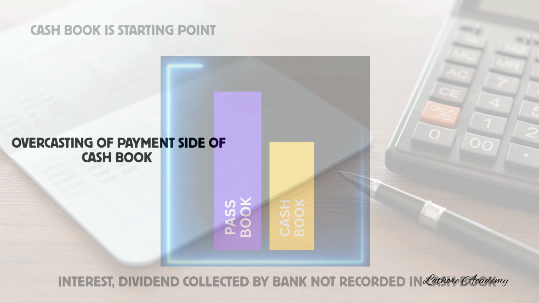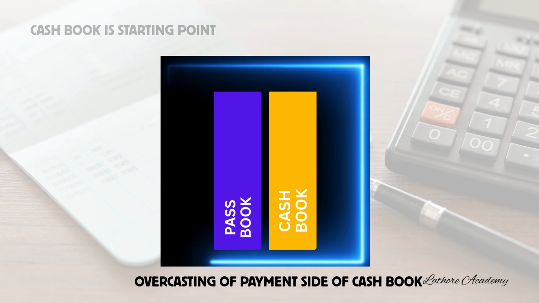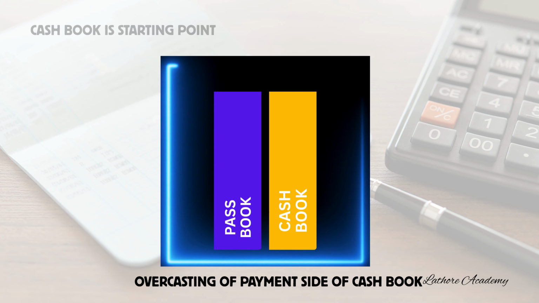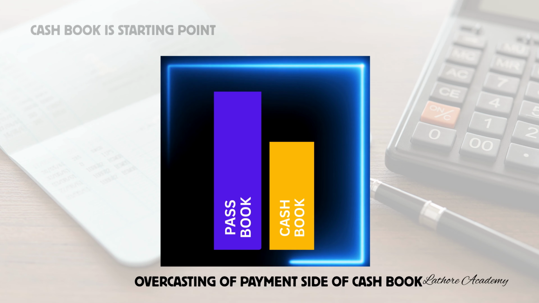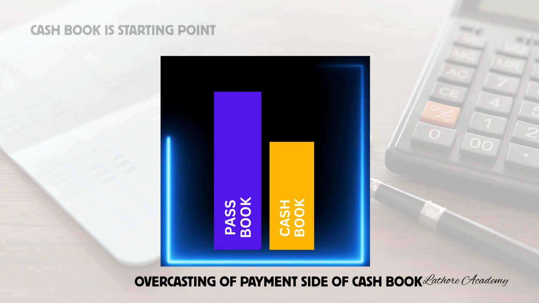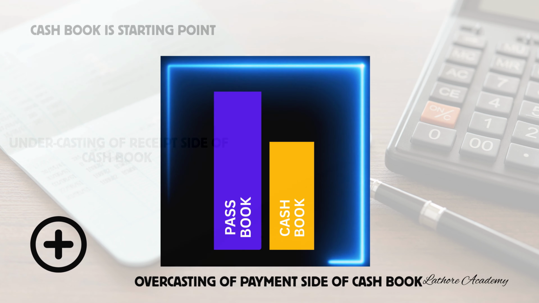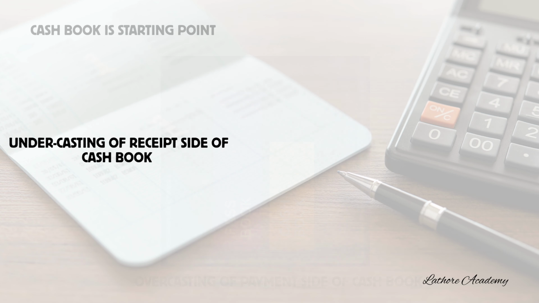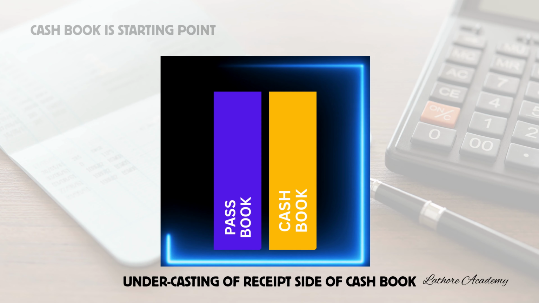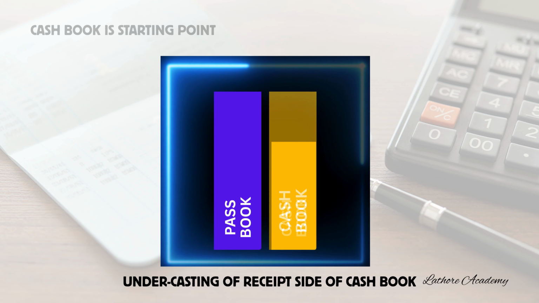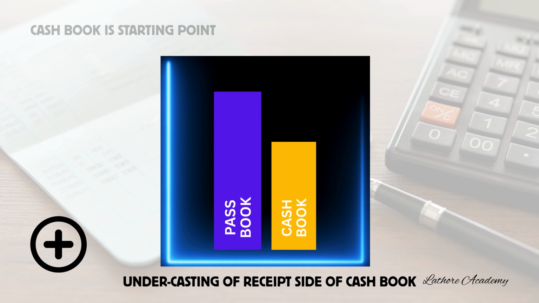Moving on to the next transaction, overcasting of the payment side of cash book. This is the cash book error. So you have totaled the payments incorrectly as more than actual, because of which your cash book balance is showing lesser. So we have to add back the overcasting error. Moving on to the next transaction, undercasting of receipt side of cash book. If you have totaled receipts less than the actual, your cash book balance will be showing lower. We have to add this undercasting difference to the cash book balance.